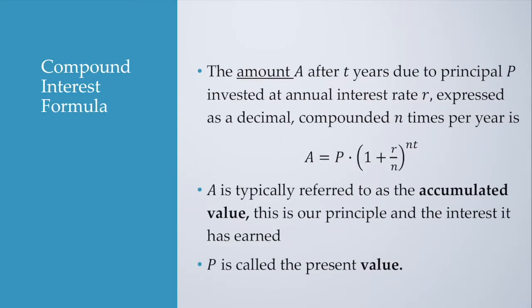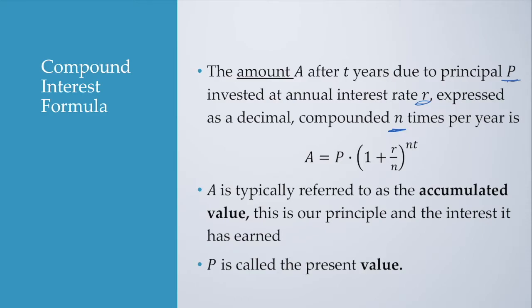So the compound interest formula uses exponents. The amount A after T years due to investing principal P at an annual interest rate of R that's compounded N times a year, so like 1 for once a year, 2 for twice a year, 4 for quarterly, is A equals P times 1 plus R over N to the NT. We refer to A as the accumulated value and P as the present value or the principal, the initial amount you put in. And Bobby's very excited to learn about this topic.